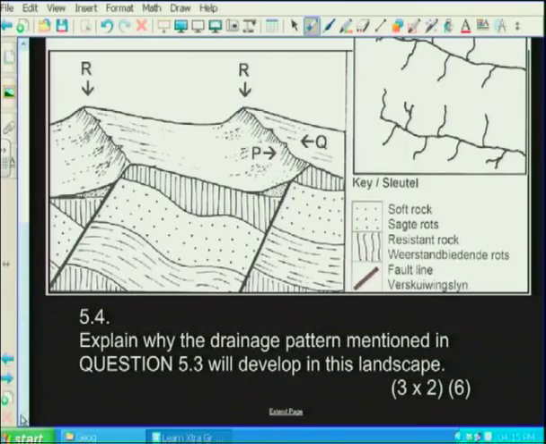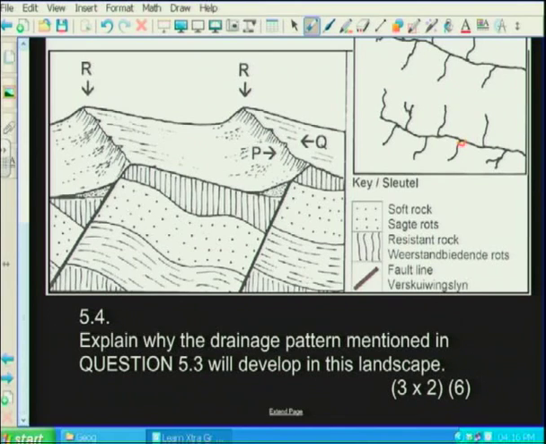Question 5.4. Explain why the drainage pattern mentioned in question 5.3 will develop in this landscape. And I've mentioned it time and time again. It's alternating layers of hard and soft rock. That is critical for a trellis pattern to develop.